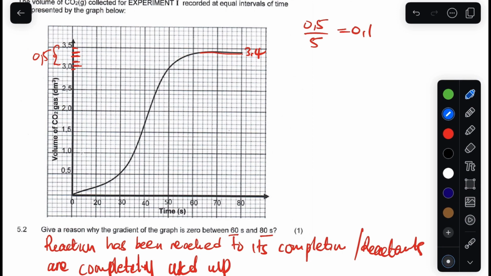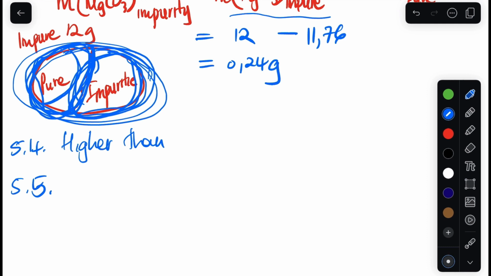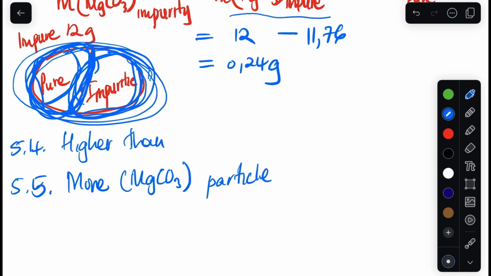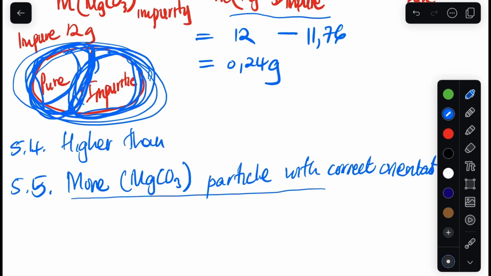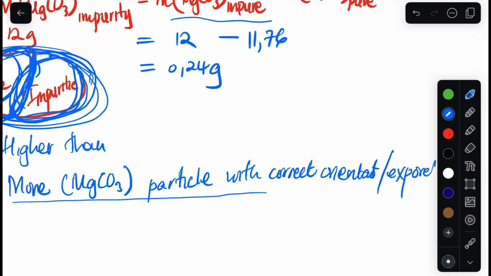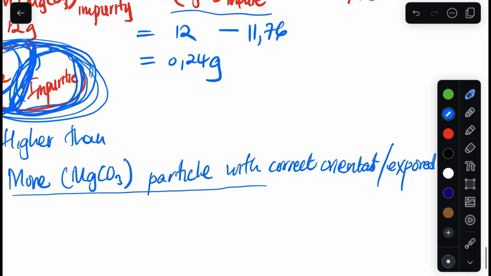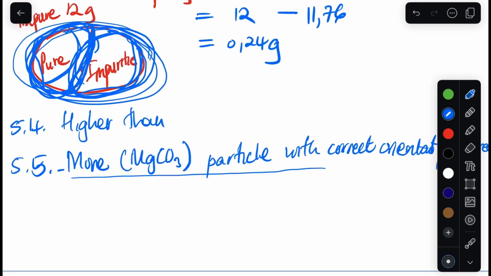So if it's more, how are you going to put this? When you answer according to collision theory, you will say more magnesium carbonate particles. There's more because there's more mass. More magnesium carbonate particles with correct orientation, or more particles exposed. You can say more particles exposed, right? Or more particles with greater surface area. So that's the first thing.